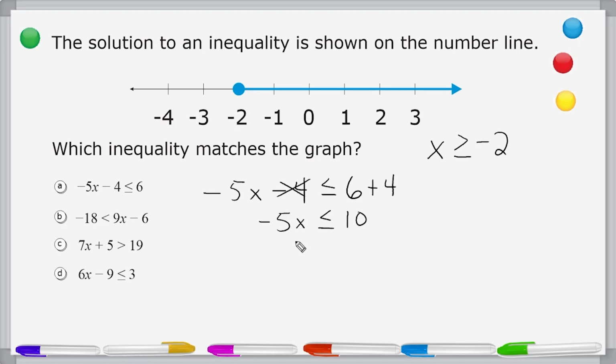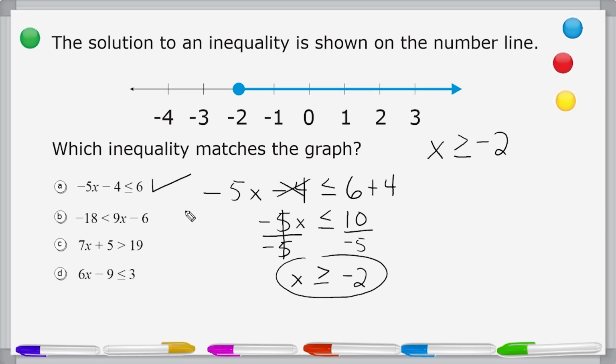All right, now to turn any coefficient into +1, you just divide that coefficient by itself, and that will give you a coefficient of +1, leaving us with +1x on this side, and on this side we have to divide 10 by -5, which is -2. Now we have to be careful here. Whenever dividing both sides by a negative, we have to reverse the direction of our inequality symbol. So we came up with a solution where all x's have to be greater than or equal to -2, which is what the graph represents. So we got lucky right off the bat and determined that choice A is the solution.